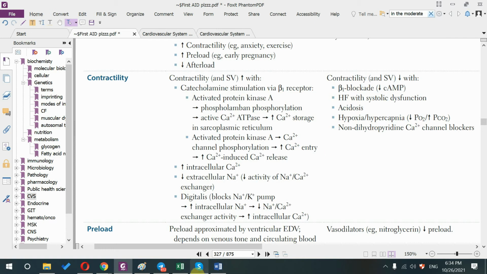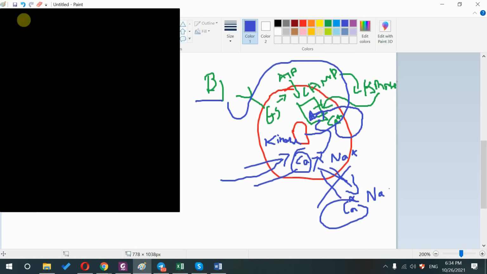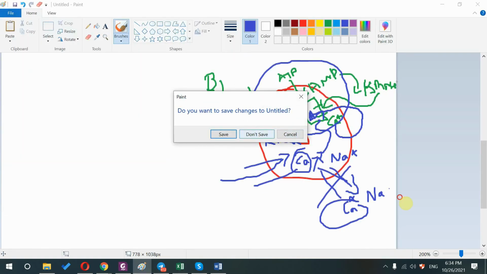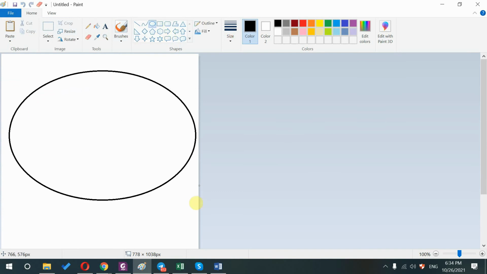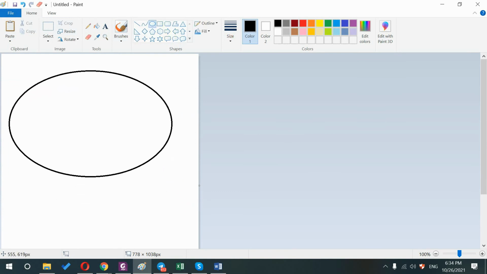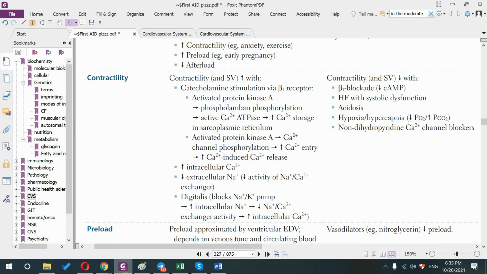So this sodium-potassium pump is located on the cell. Well, this cell is already looking disgusting, so I will make a new one. So here is a new cell. Okay, that's a new cell. It has a nucleus inside, has sarcoplasmic reticulum inside. So this is the sarcoplasmic reticulum. Okay, and this is what? Phospholamban. Good. So let's see what they write.